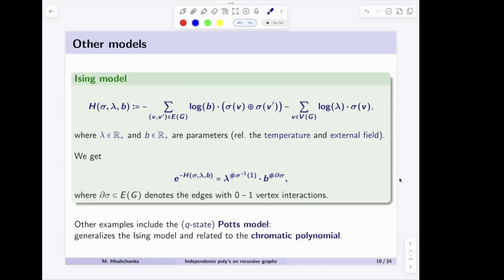And then there is also something called the Q-state Potts model. It's a generalization of the Ising model, and the corresponding partition function is related to the chromatic polynomial of graphs, if you know what they are.